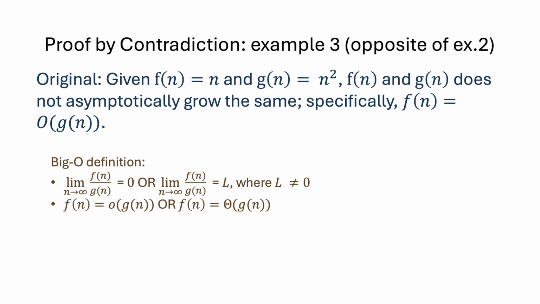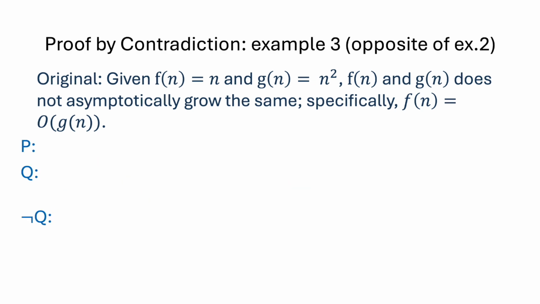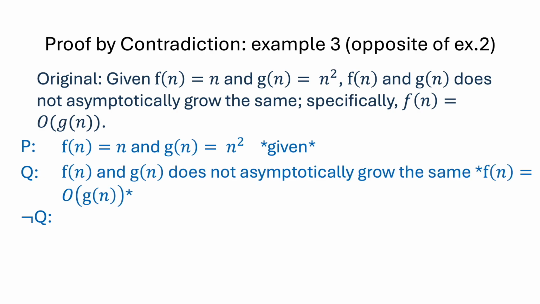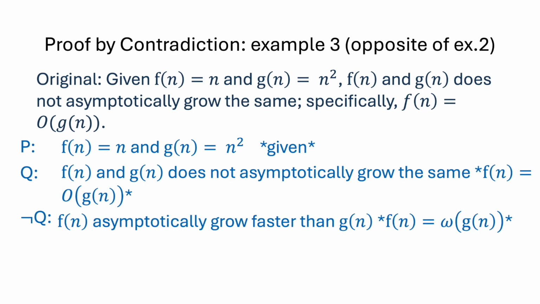In asymptotics, it is either f of n equals small o of g of n or f of n equals theta of g of n. Using the same recipe as our previous example, we will list out our P, Q, and not Q. Our P is a given, which is f of n equals n, and g of n equals n to the power of 2. Our Q is f of n and g of n do not asymptotically grow the same. Specifically, f of n equals big O of g of n. Lastly, our not Q is f of n asymptotically grows faster than g of n. Specifically, f of n equals small omega of g of n.